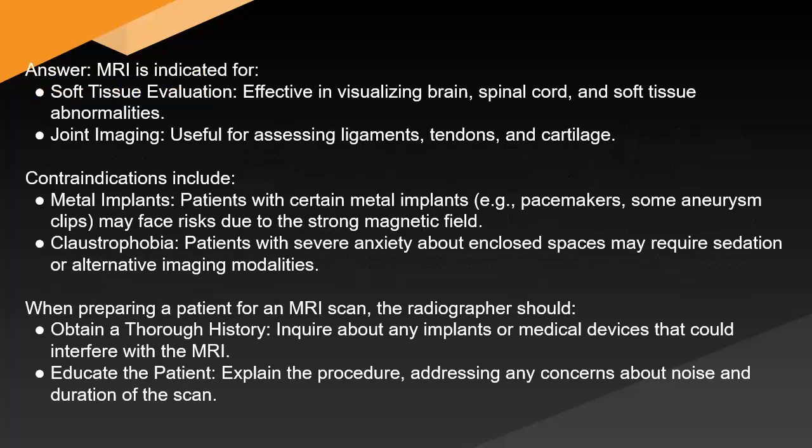Answer: MRI is indicated for soft tissue evaluation, effective in visualizing brain, spinal cord, and soft tissue abnormalities. Joint imaging, useful for assessing ligaments, tendons, and cartilage. Contraindications include metal implants. Patients with certain metal implants, e.g., pacemakers, some aneurysm clips, may face risks due to the strong magnetic field. Claustrophobia. Patients with severe anxiety about enclosed spaces may require sedation or alternative imaging modalities.